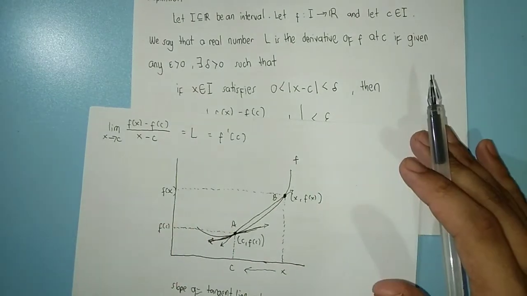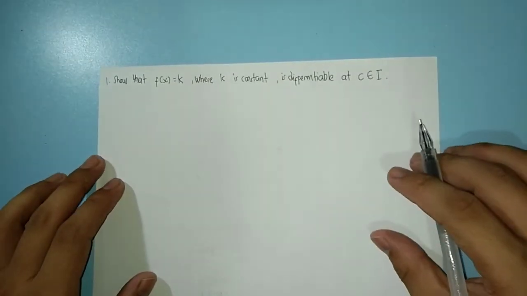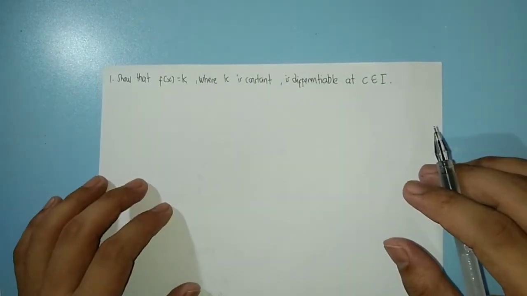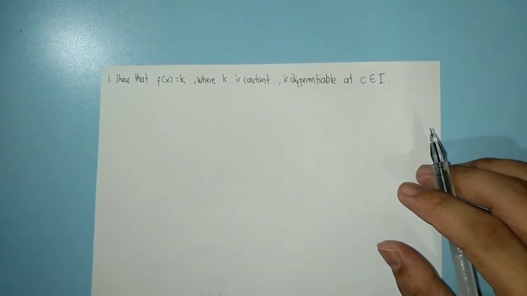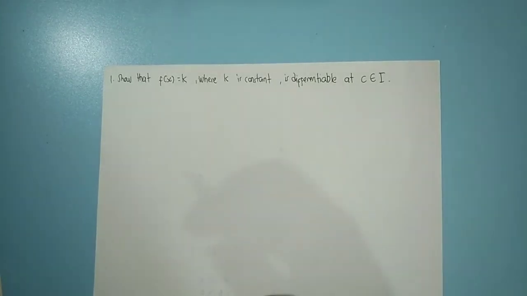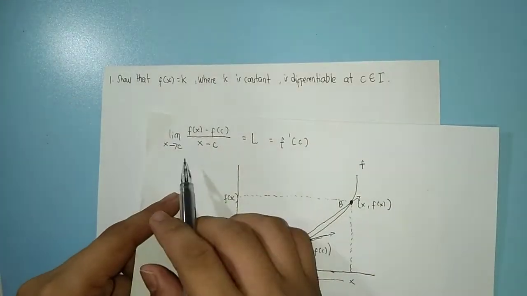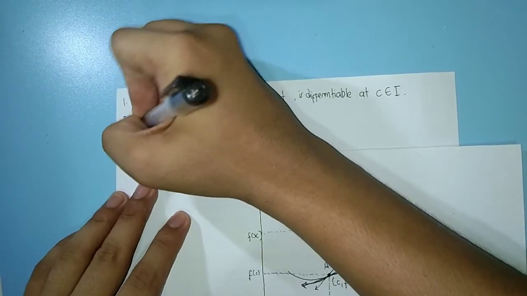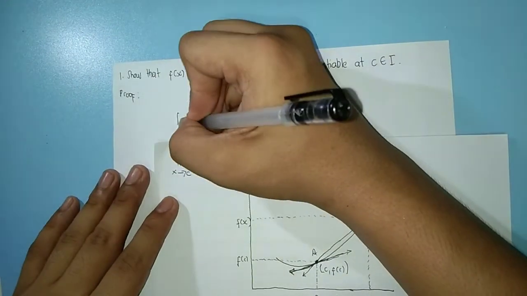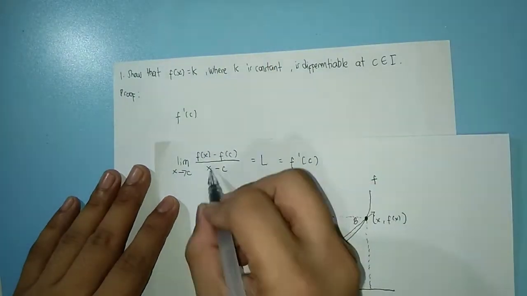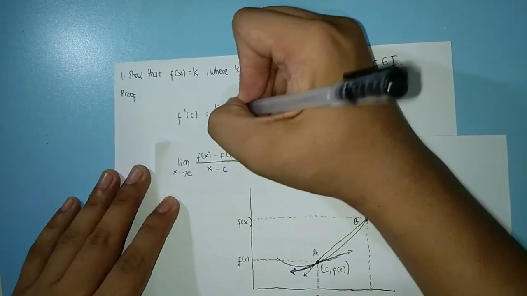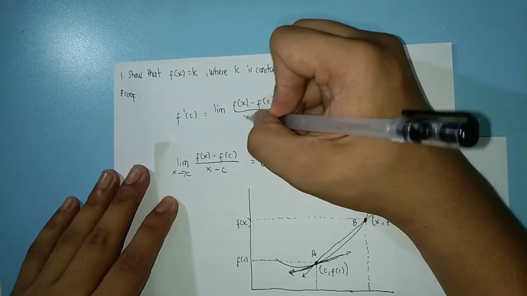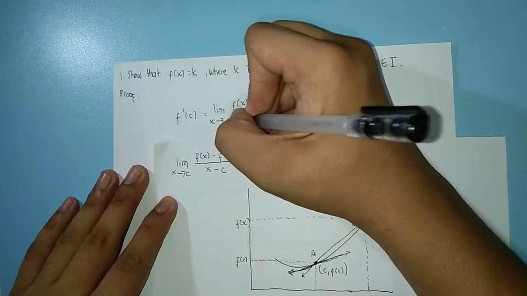Let's go there. Number 1: show that f of x equals k, where k is a constant, is differentiable at c, an element of I. So we will now use the converted definition for our proof. This is what we will use: f prime of c is equal to the limit of f of x minus f of c over x minus c as x approaches c.